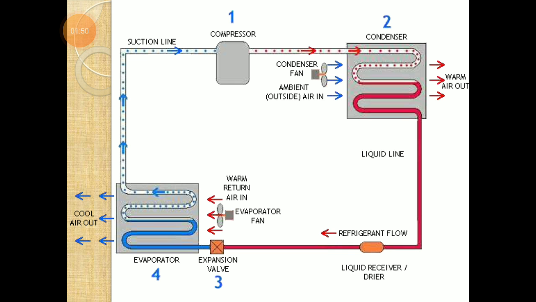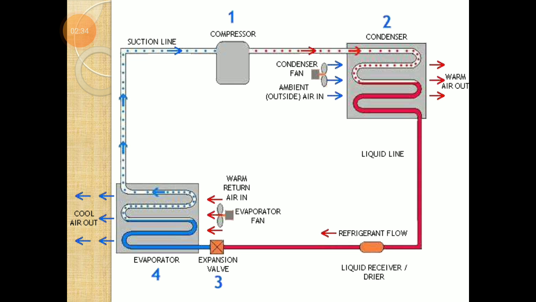This high pressure, high temperature vapor of refrigerant is then passed through the condenser, where a coolant is allowed to flow continuously over the condensing coil. For that purpose, we can either use air or water. Now that cooling air carries heat energy from the high pressure, high temperature vapors of refrigerant, and in the condenser, phase change takes place. It is converted into high pressure, low temperature liquid refrigerant. This high pressure, low temperature liquid refrigerant is temporarily stored in the liquid receiver, or it is passed through a dryer.